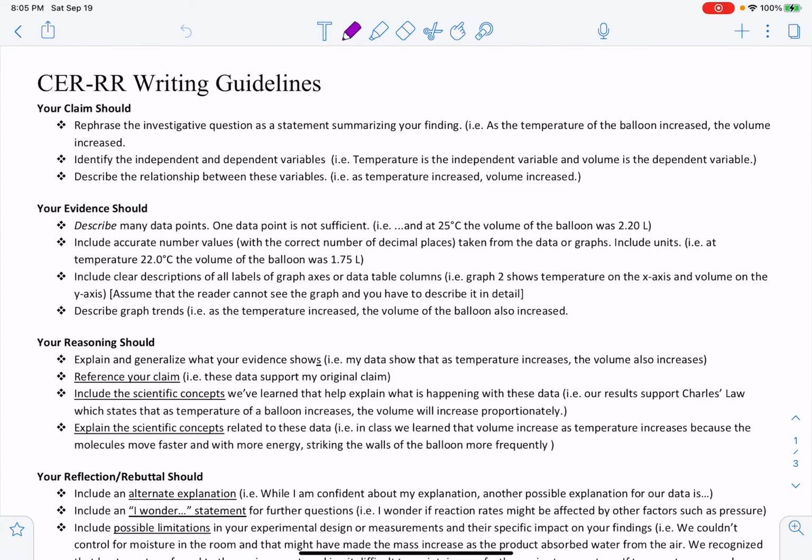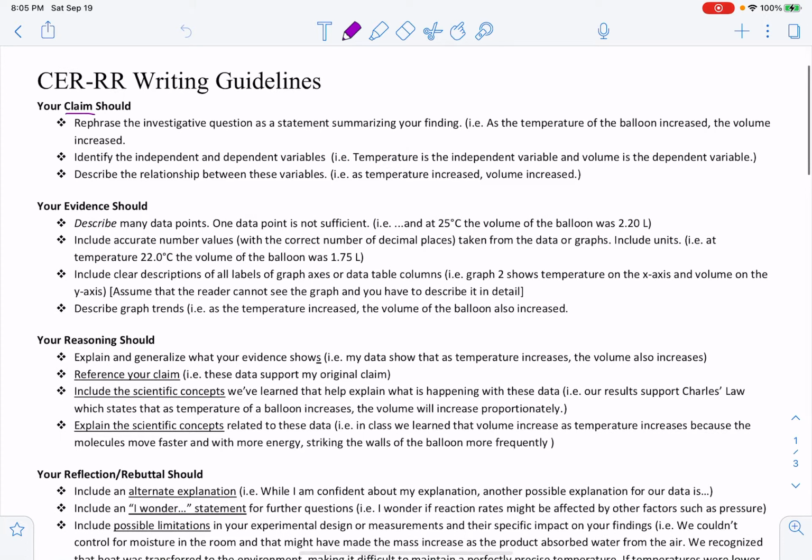First, we need to examine the whole concept of claim. A claim in science is very different from a claim that you might make if you're in an accident and you file an insurance claim. In science, a claim has got to have evidence to support it. So when you write a claim, it will be very short. It will be a sentence that you write after you look at your data.